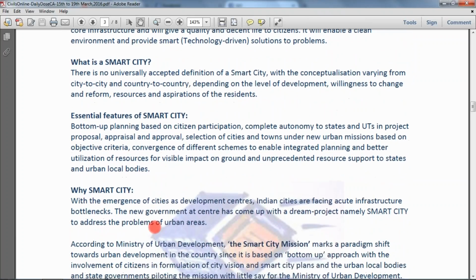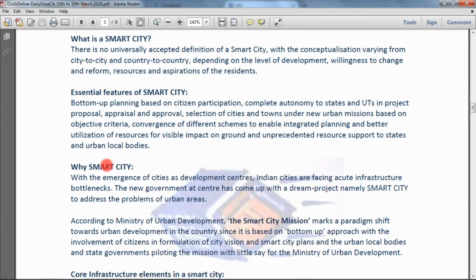So why only smart cities? Why do we have to develop cities into smart ones? With the emergence of cities as development centers, Indian cities are facing acute infrastructure bottlenecks. The new government at the center has come up with this project called the Smart Cities Mission to address the problems of urban areas. According to the Ministry of Urban Development, the Smart City Mission marks a paradigm shift in urban development in the country since it is based on a bottom-up approach.